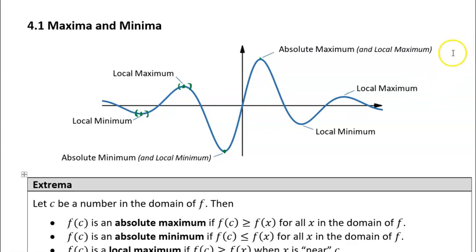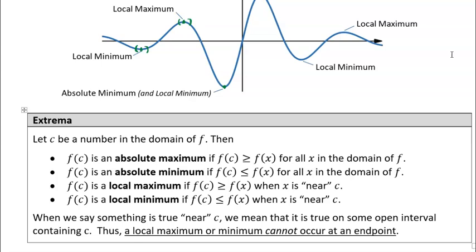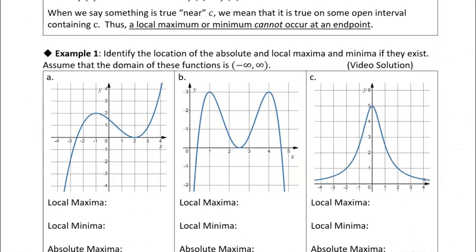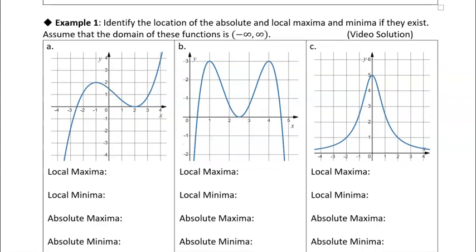So, but let's go ahead and look at this first example here. In this example, we're asked to identify the location of the absolute and local maximum and minimum if they exist, okay? And we're going to assume that the domain of these functions is all real numbers, so it goes from minus infinity to positive infinity. All right, so these functions keep going. They're not on a bounded interval, right? Not on a bounded domain.